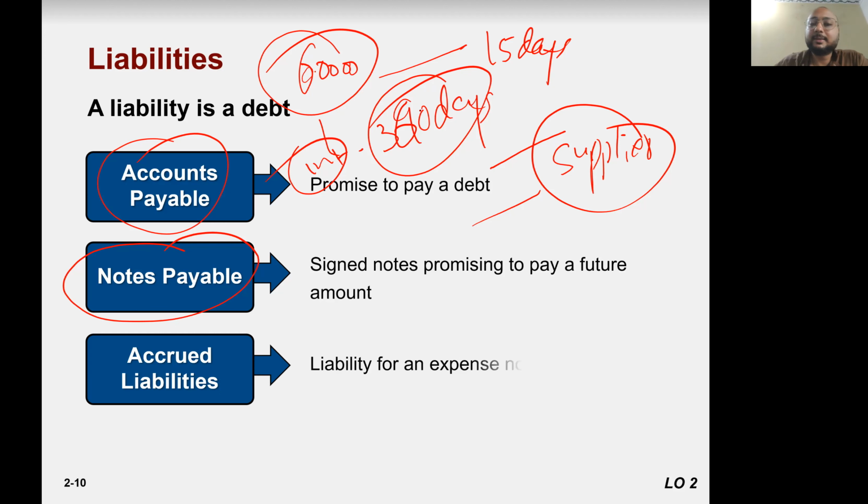Accrued liability. Similarly, we talked about the prepaid expenses, right? We prepaid in advance for all our expenses. But here, this is the opposite. It means expense occurred but not paid. Your employees work for you. You need to pay salaries, but you still didn't pay the salary. So we make an account, salary payable.